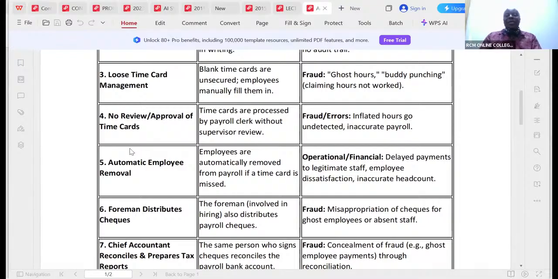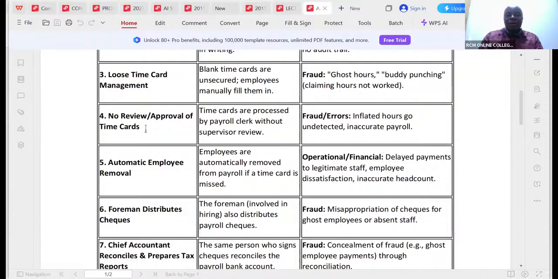Yeah, great. So no review. So you see this person, basically the clerk, they just go pick those cards that have been filled by these employees and dropped inside a box, and he automatically enters that information in a computer. There is nobody even checking whether the time is well captured. There is nobody in this case who is approving. All right. Then we have in this case no review, approval of time cards.